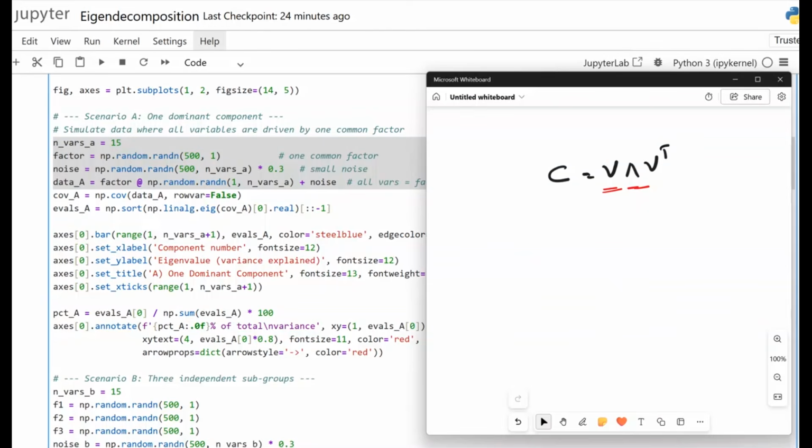Which is mathematically specified as X = F Wᵀ + ε. And dear friends, here this F is a single latent factor shared across all variables. And W is the random loadings, how strongly each variable depends on the factor. And last, epsilon is a small independent noise.